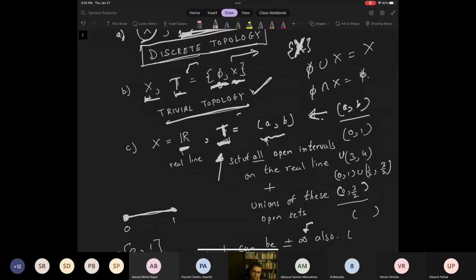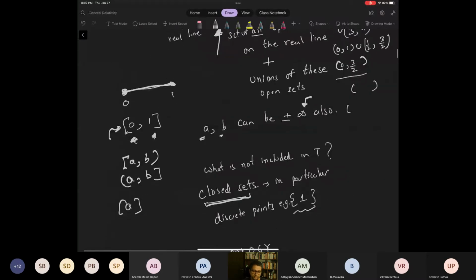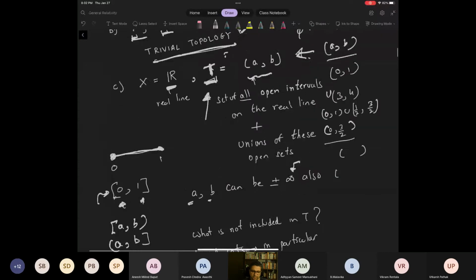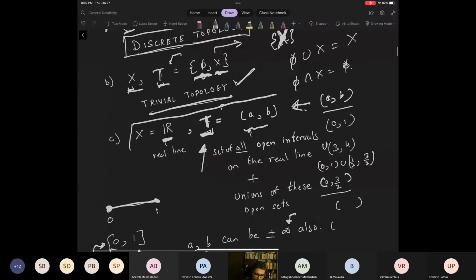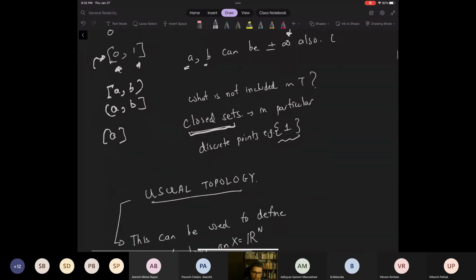Okay, so T doesn't include discrete points or these partially closed or fully closed sets. So this gives you a topology which is not just the discrete topology. It doesn't include all the subsets of X. And this topology is called the usual topology. This is going to be the most important topology for us.